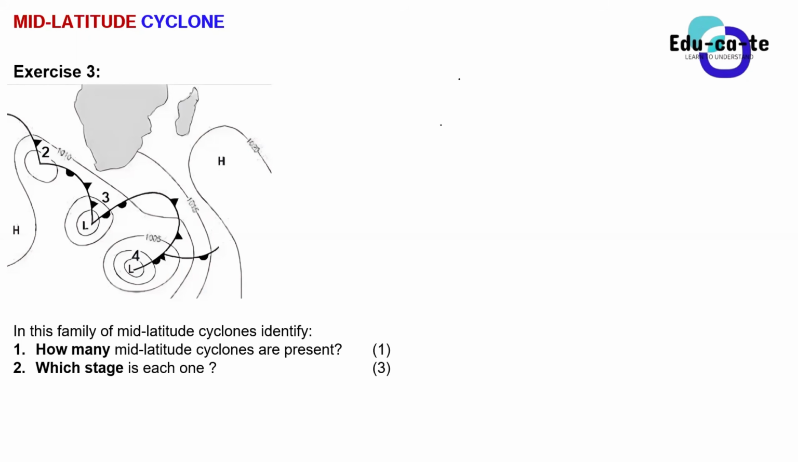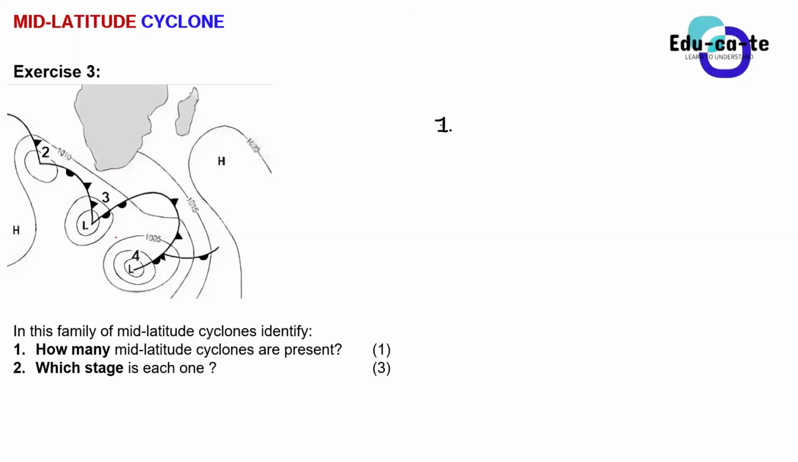Yes, sir. I said 3. Did we all agree with her? Did we all see 3 mid-latitude cyclones in this family? Yes. Yes. Yes. No, sir. Okay, Trevor, how many did you see? I see 2, sir. Okay, let's just try to circle them so that we can see them.